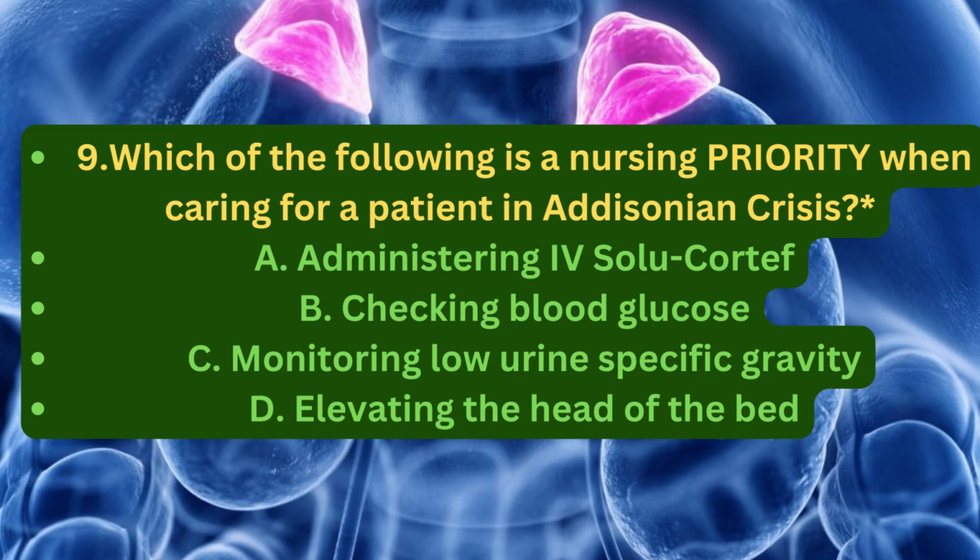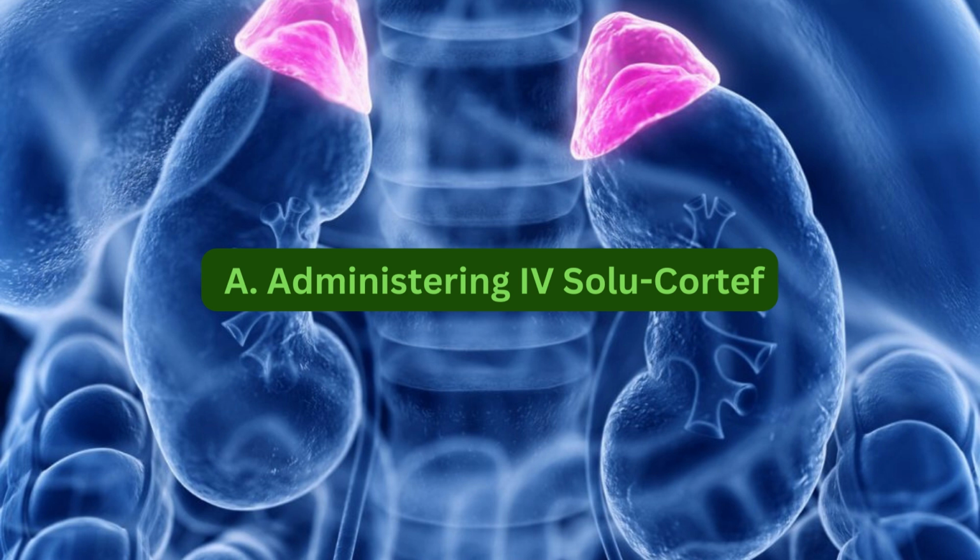Now let's go to the last question for today. Number 9 says, which of the following is a nursing priority when caring for a patient with Addison's crisis? A. Administering IV Solu-Cortef. B. Checking blood glucose. C. Monitoring low urine specific gravity. And D. Elevating the head of the bed. Answer to number 9 is A, administering IV Solu-Cortef.